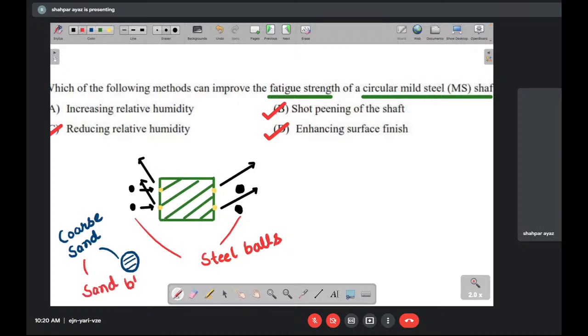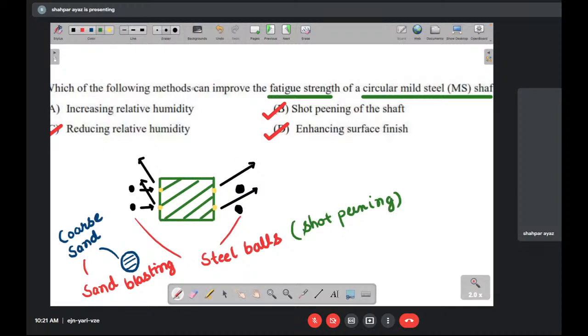But sand blasting actually does not increase the fatigue strength. Remember that. Sand blasting and shot peening. When you bombard it with a steel ball, it is called shot peening. Okay. So shot peening actually increases the fatigue strength, but sand blasting does not increase the fatigue strength.